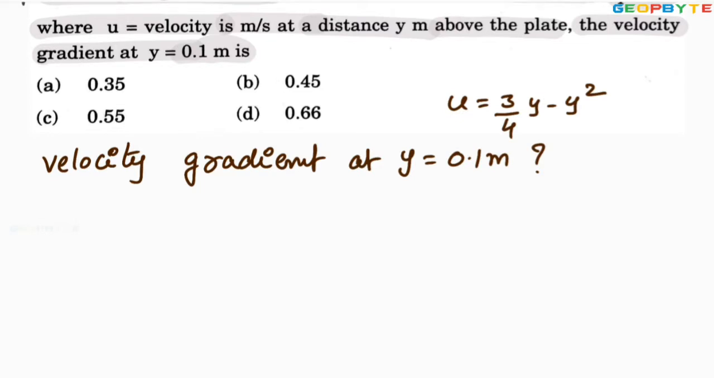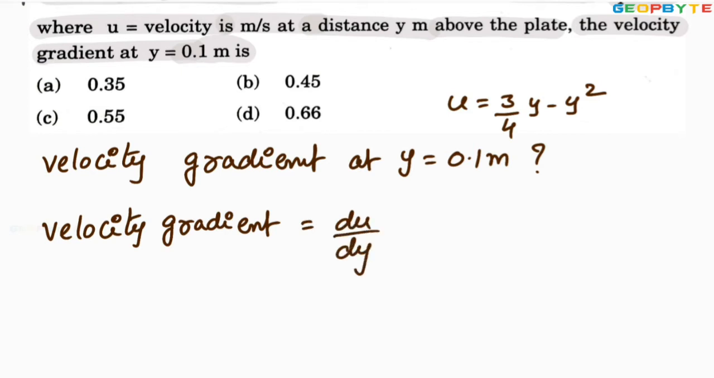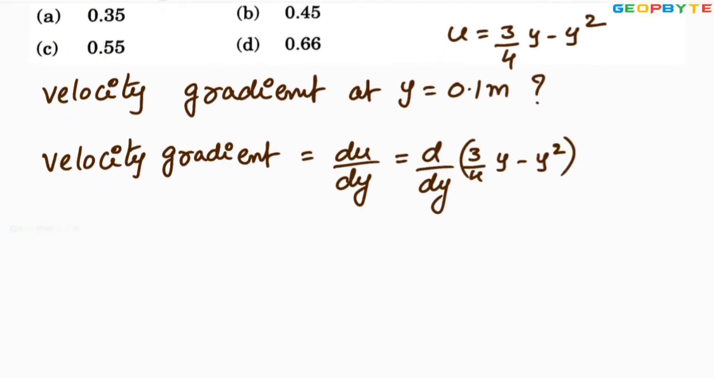You know, the velocity gradient is du by dy. Velocity gradient equal to du by dy, d by dy of u. U is given as 3/4 into y minus y square. You simplify it, differentiate it. It is 3/4 minus 2y.